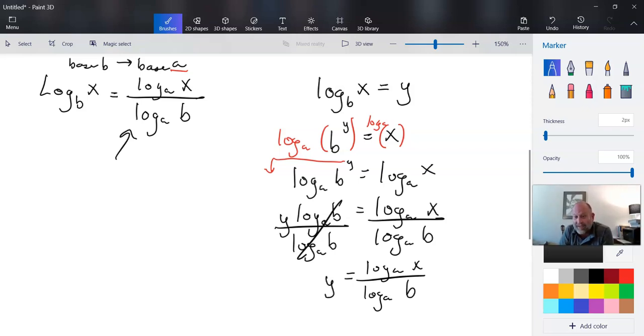Now typically a is either going to be e, right? So that makes it a natural log, or it's going to be 10, which makes it a common log. And those are the things that you can plug into your calculator.